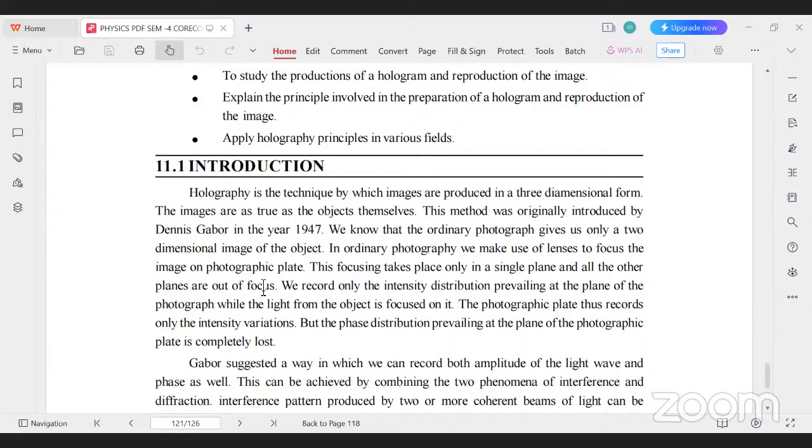So we have a 2D image and a 3D image. This is what photography helps to find out, the 2D and 3D. In those days, we had two-dimensional images.